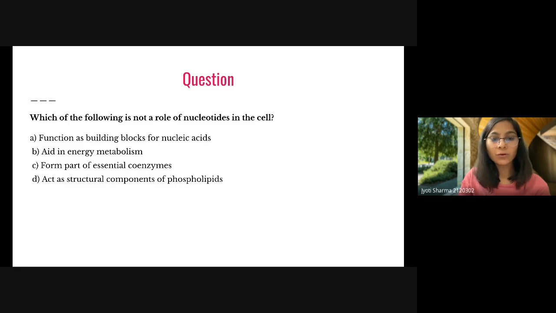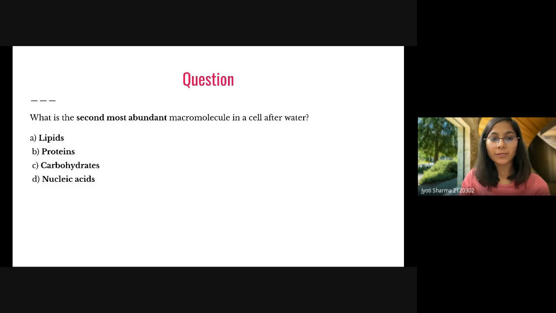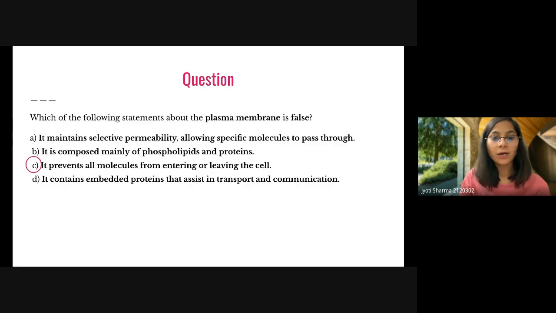And what is not the role of nucleotide? Nucleotide acts as a structural component. No, this is not the structural component. This is the main portion of the nucleic acid or the genetic material. The second most abundant macromolecule in the cell after water is protein. We already have talked about this. Then the statement about the plasma membrane: it prevents all molecules from entering or leaving the cell. This is not correct, because it is semi-permeable. Some compounds can enter, some can exit, but not completely. So that's why this is a false statement.